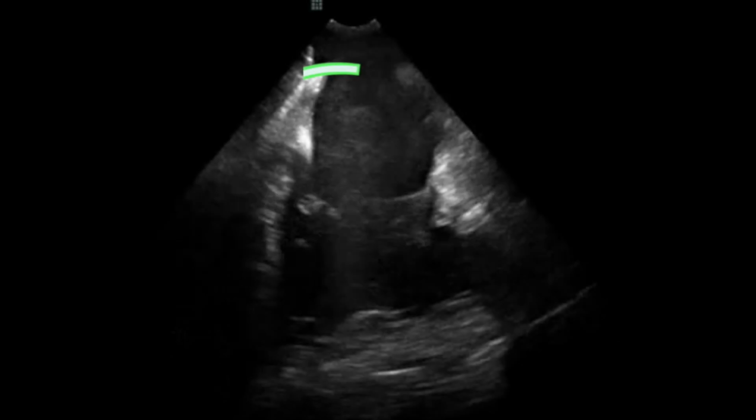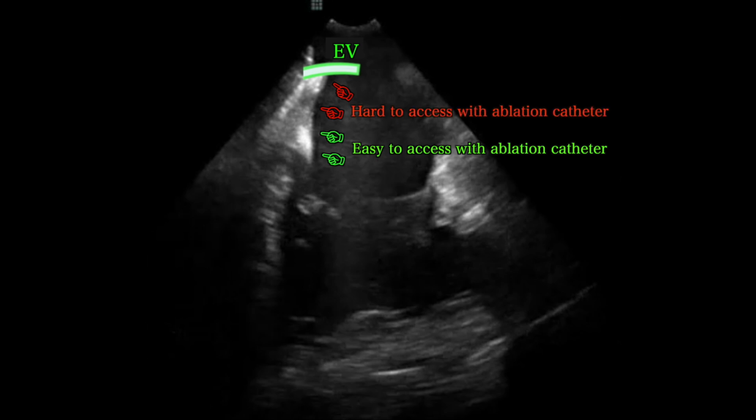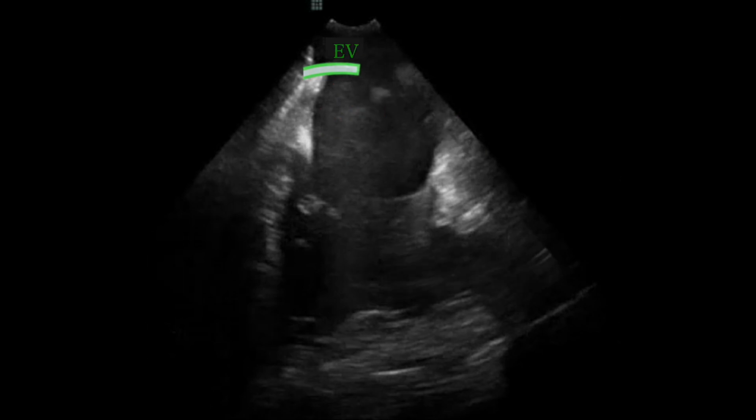Sometimes there is a eustachian valve which can make flutter ablation challenging. Here is an example of a eustachian valve. That area is going to be easy to access with the ablation catheter, but the area very close to the eustachian valve is going to be very hard to access with the ablation catheter.